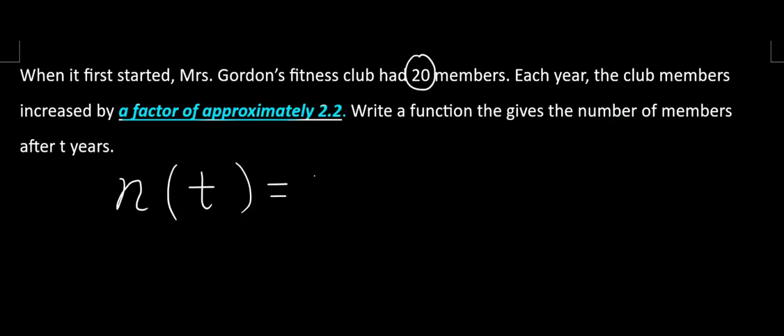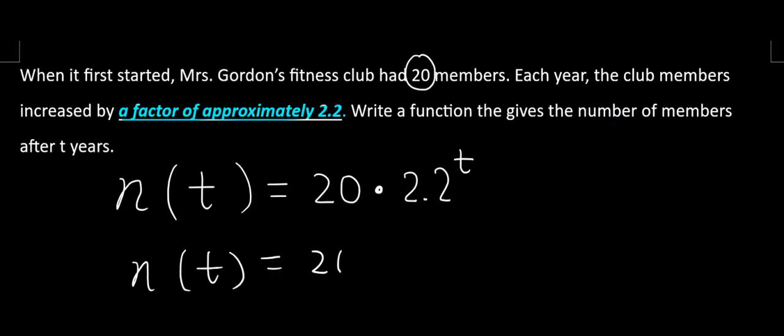We start with 20. This time, since it's a factor, it already gives us the constant rate of change, which is a constant ratio. And the ratio is 2.2. You can say times 2.2 to the t years. If you say, I feel there are too many dots here, you definitely can write like this. All right.